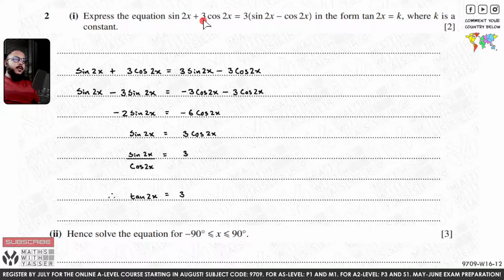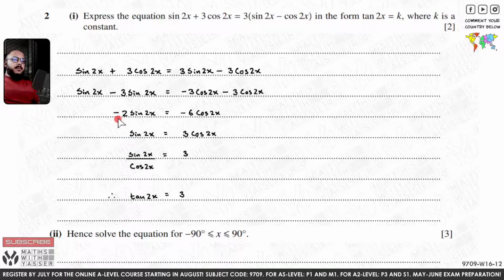Question number 2. Express the equation sin 2x plus 3 cos 2x is equal to 3 times (sin 2x minus cos 2x) in the form tan 2x equals k, where k is a constant. So we have this equation, and after multiplying we get 3 sin 2x minus 3 cos 2x. Now let's bring all sin 2x on the left hand side and the cos 2x on the right hand side. That gives us sin 2x minus 3 sin 2x is equal to negative 3 cos 2x minus 3 cos 2x. Simplifying this, we get negative 2 sin 2x is equal to negative 6 cos 2x.